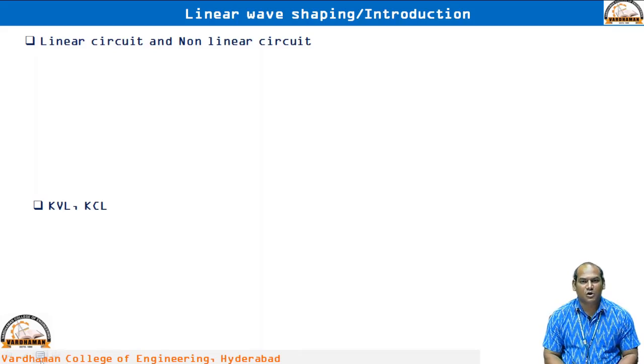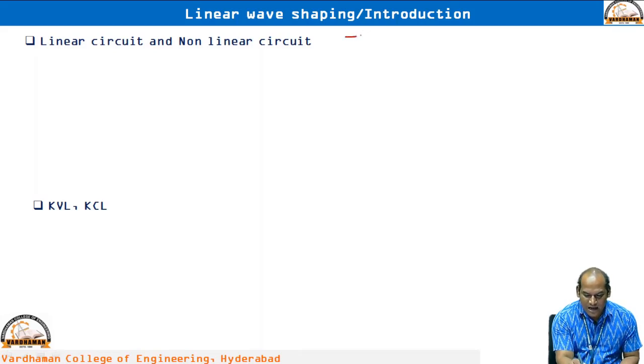Hello everyone, now we will see what is a linear circuit and a non-linear circuit. Before going to the exact definition of the linear circuit and non-linear circuit, we should know what is a linear element and what is a non-linear element. For example, in our previous class itself I have told that R, L, C are linear elements.